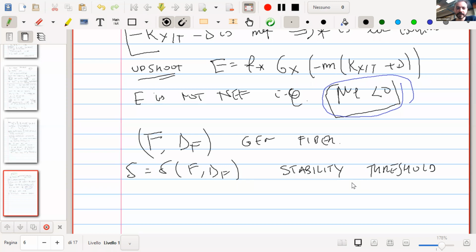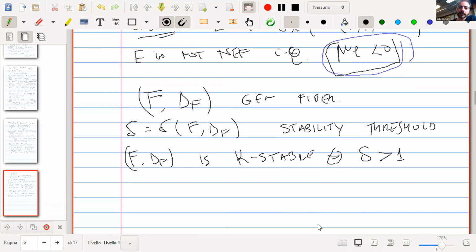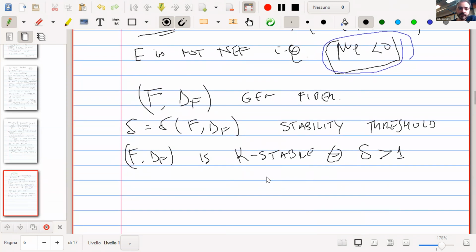Don't know if the spelling is correct. So we know that f, by the work of many people, of course, which I will not quote, but you know them very well, is K-stable if and only if delta is strictly greater than 1. And of course, we know that on the Fano side, this K-stability we have to look at. So we're gonna put ourselves in this setup.